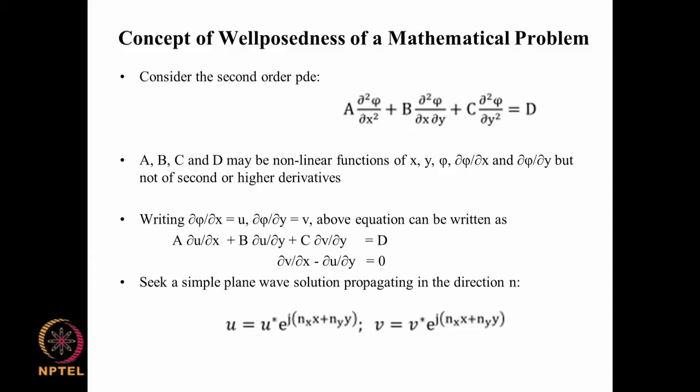So here we know that our governing equations are second order partial differential equations, and we are considering here a generalized second order partial differential equation involving two independent variables x and y. So this is a ∂²φ/∂x² plus b ∂²φ/∂x∂y plus c ∂²φ/∂y² equal to d, and a, b, c, d may be nonlinear functions of x, y, φ, ∂φ/∂x, ∂φ/∂y, but not of second or higher derivatives.